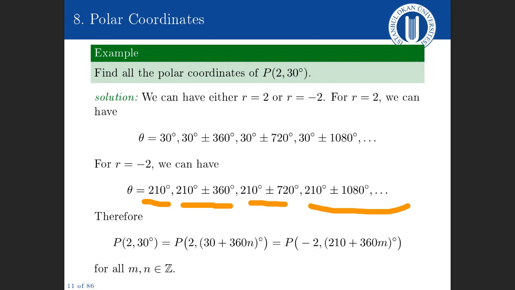So the polar coordinates of the point 2, 30 are 2, 30 plus any multiple of 360 degrees, or minus 2, 210 plus any multiple of 360.